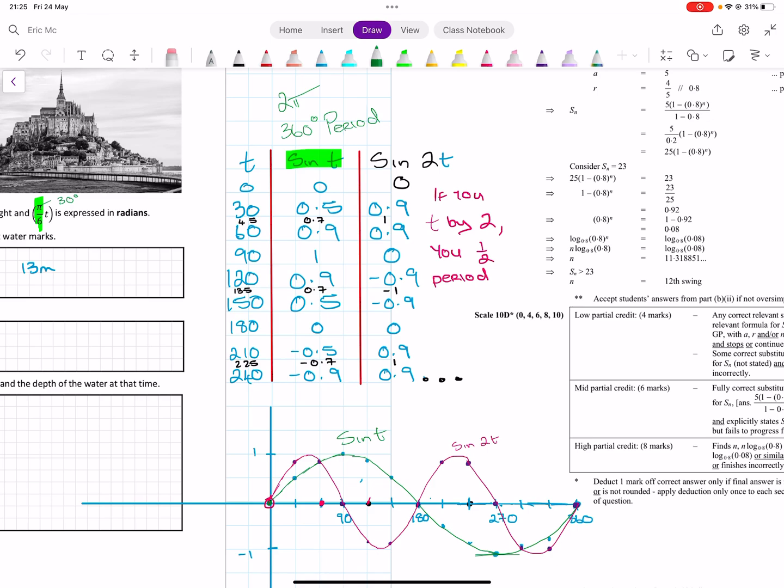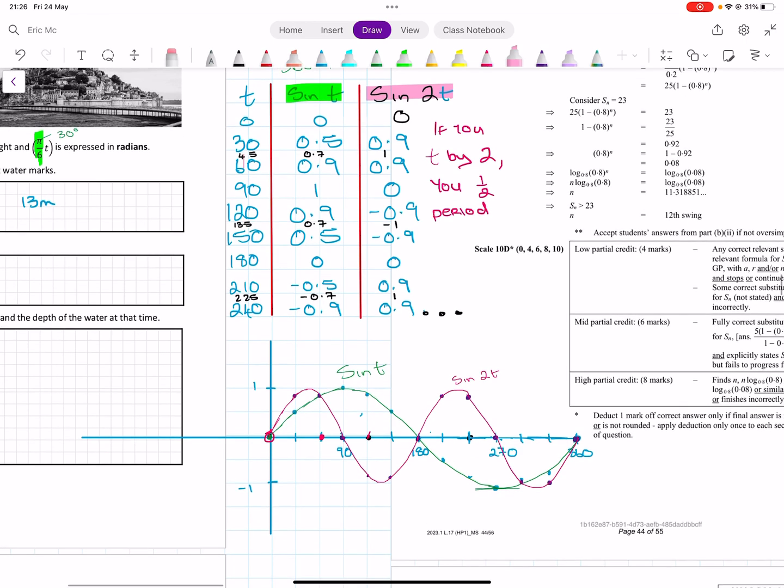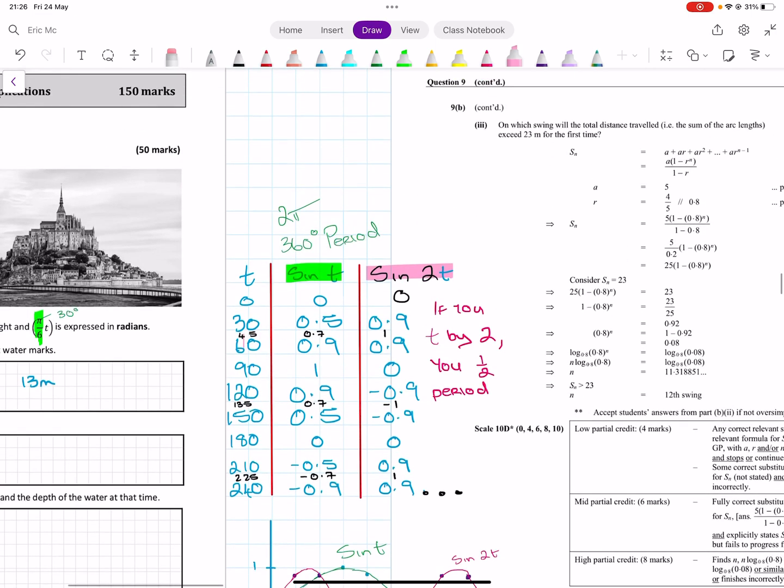Whereas for sine of 2t, all I did was double t. You can see from the graph that we've halved the period. Instead of a full revolution, top, bottom, back to the start, taking 360 degrees, it only takes 180 degrees. So pi, or 180 degrees, is the period. If you multiply t by 2, you halve the period.